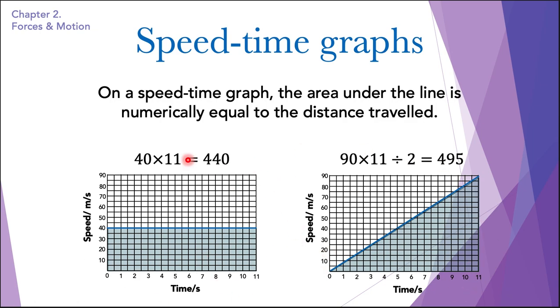Remember, the equation of speed always applies in these places. The equation is rearranged in this case to find distance. So distance is equal to speed into time, and speed is equal to distance divided by time. So this is what speed time graphs are.